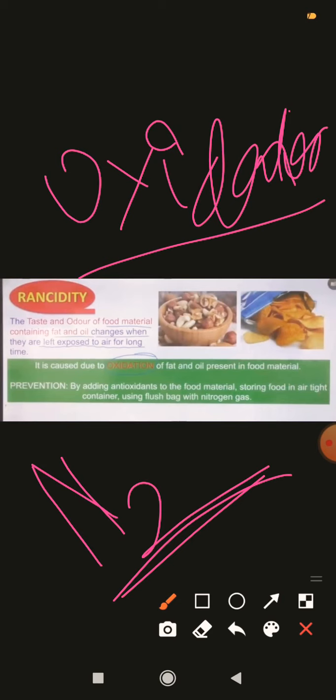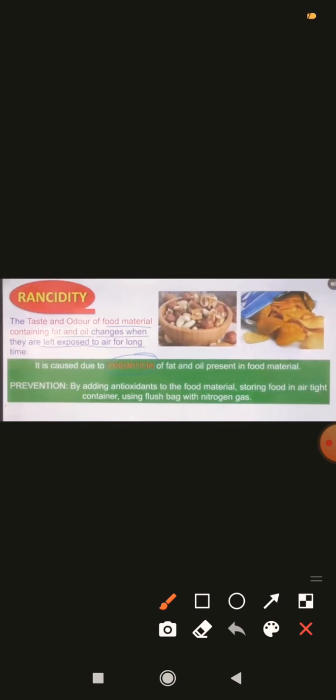And for example, if we open the pack after purchasing it, we can also tie the food back, so that we can prevent the rancidity. Are you getting it? So let's move ahead. So the another point is balancing chemical reaction.